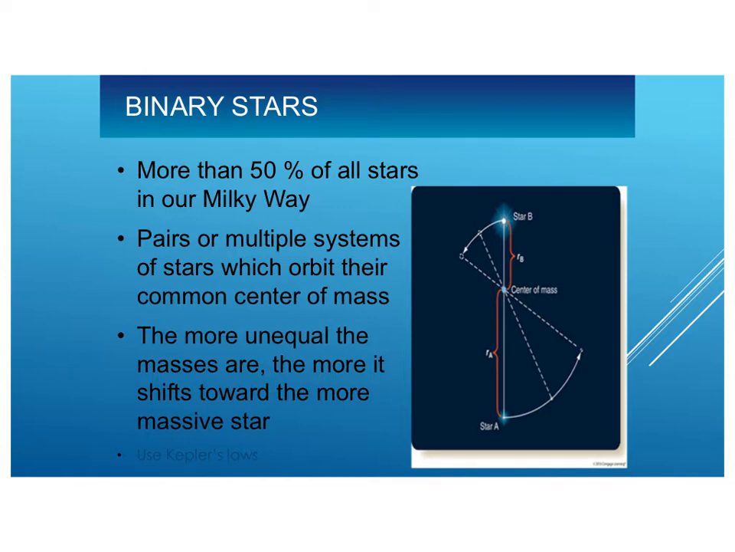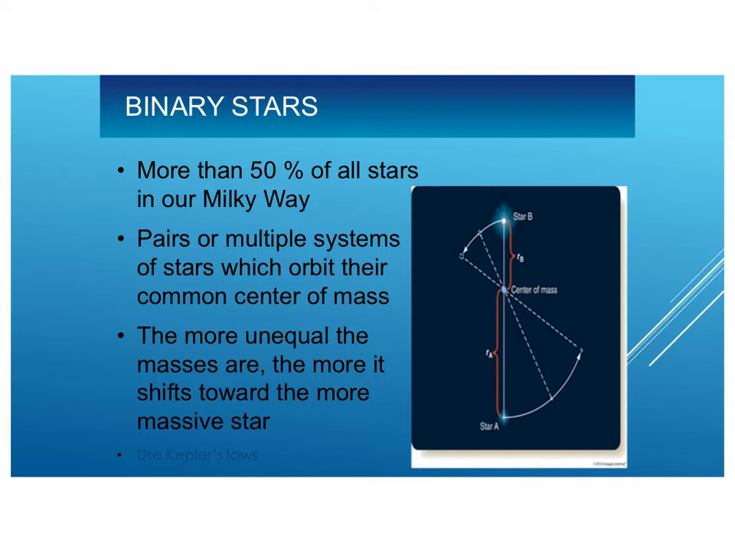So next we're going to be looking at binary stars. Over 50% of the stars in the galaxy are binaries. We also see them in groups of 3 and 4. Our sun is actually unique in that it does not have a companion star. So these are pairs or multiple systems, and they orbit a center of mass.